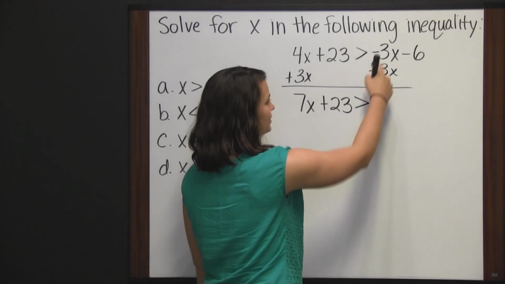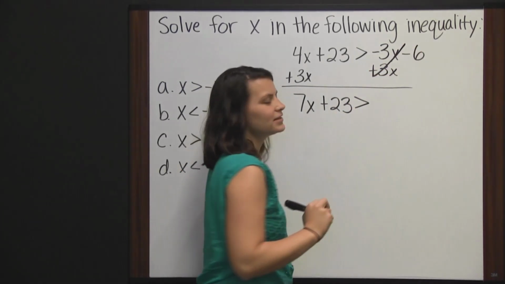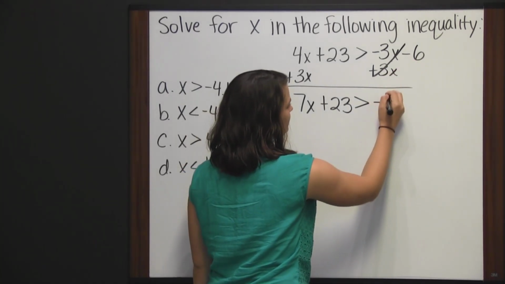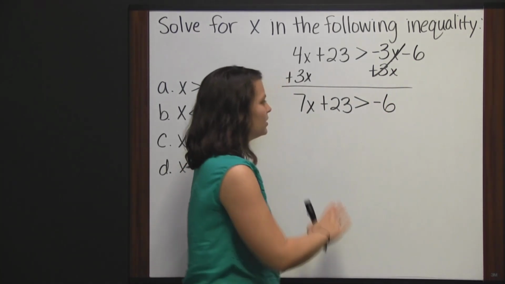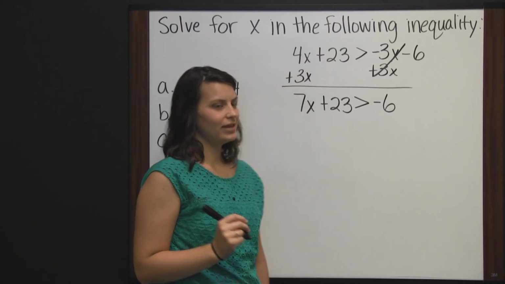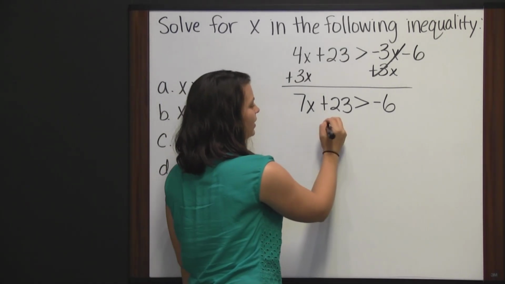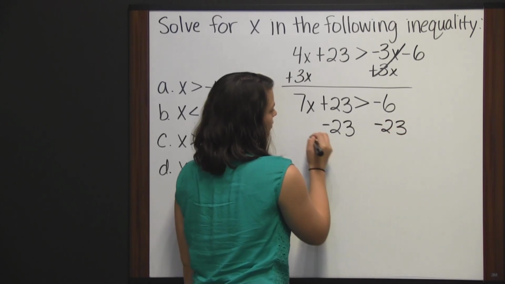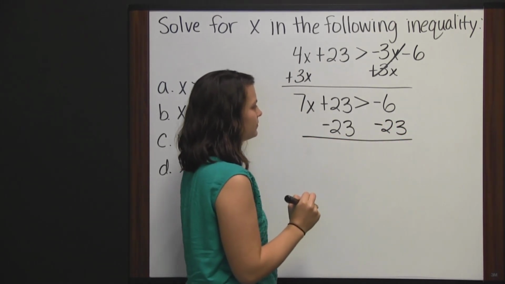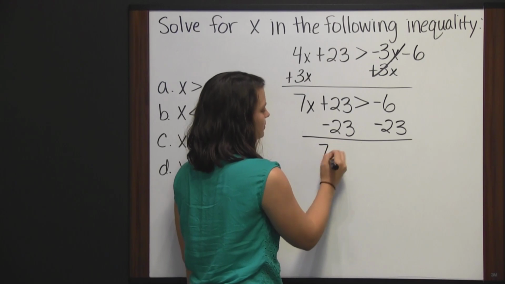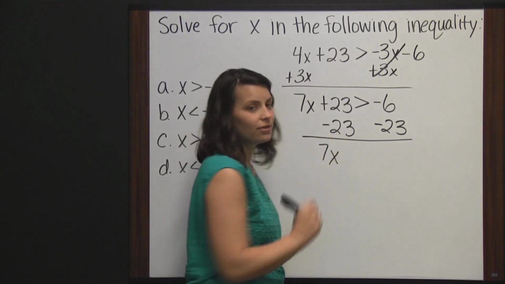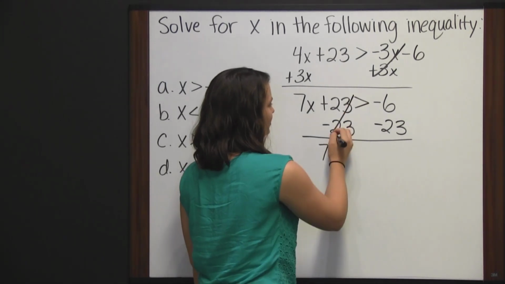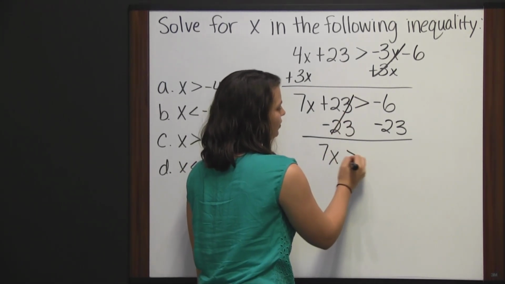Negative 3x plus 3x, those are additive inverses, so they cancel. Bring down the negative 6. Next, we want to remove 23. The opposite of adding 23 is subtracting 23. So subtract 23 from both sides. Bring down the 7x. Plus 23 and negative 23 are additive inverses, so they cancel. Bring down the greater than sign.